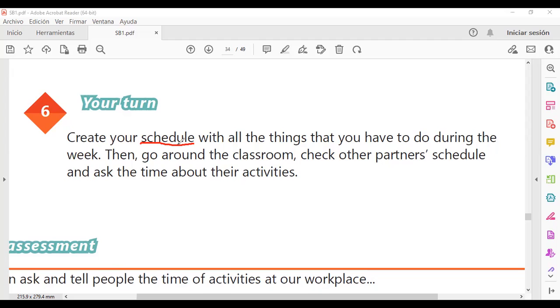Create your schedule with all the things that you have to do during the week. Then go around, and present it to the classroom. Check other partners' schedules and ask, what time about their activities? Okay, this is the activity for everybody.